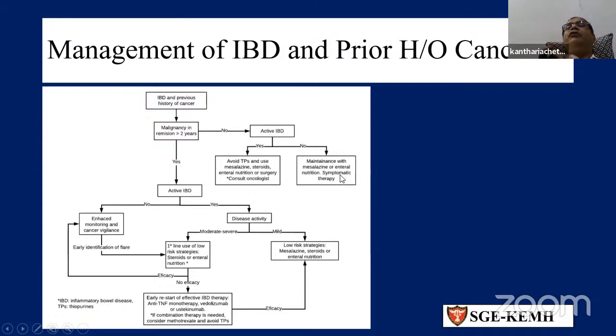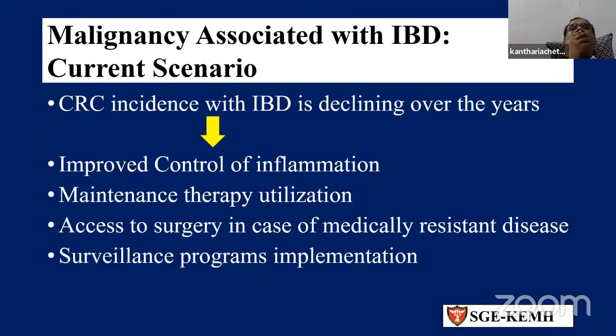However, if the IBD is not active, then you can give mesalazine, and you keep the patient under surveillance. And if there is early detection of a flare, you start steroids. If there is no efficacy with it, then again, as we said, anti-TNF monotherapy or vedolizumab or ustekinumab can be started. So this is as far as the management of patients with IBD with a prior history of colorectal malignancy.